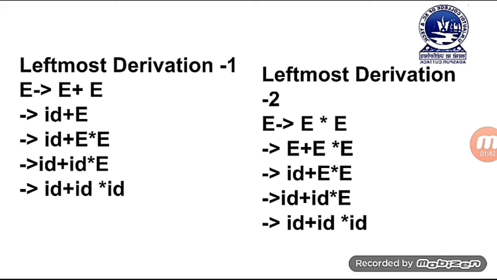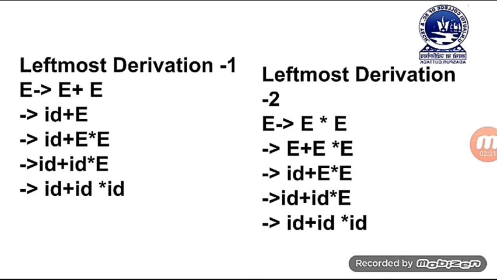In the second leftmost derivation, the first rule is E implies E into E. Then I replaced E with the E plus E production rule, so the output is now E plus E into E. Then I replaced E with ID, so the output is now ID plus E into E. Then I replaced the second E with ID, so the output is ID plus ID into E. And finally I replaced the last E with ID and the output is ID plus ID into ID.